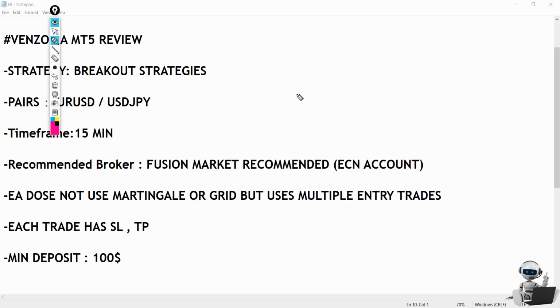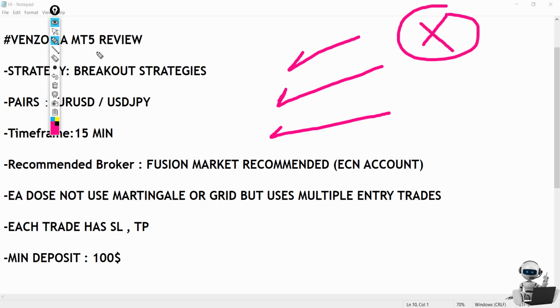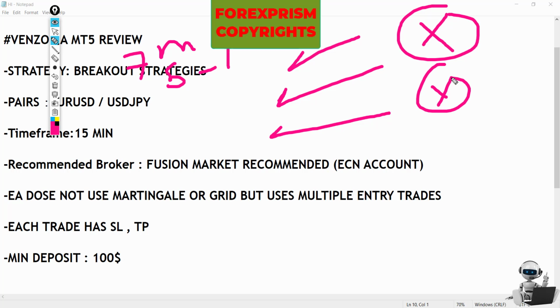So my conclusion for this EA: we have live results. The EA does not use martingale or grid. This is good for a minimum or low deposit balance. However, we have two disadvantages. We need more live data, at least 5 to 7 months, to judge this EA, and it will not work for all brokers. This might be problematic for some people, but eventually, overall, it is a very good EA. I will be testing it myself on demo.